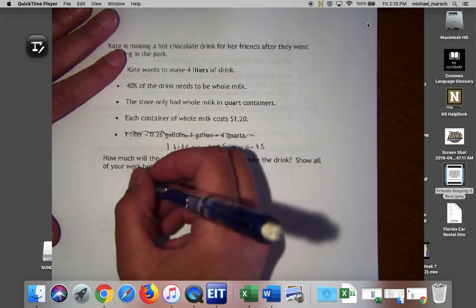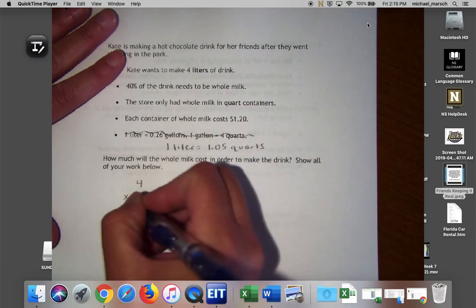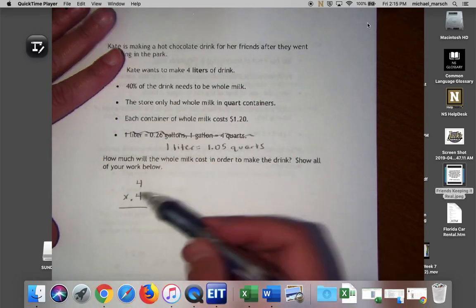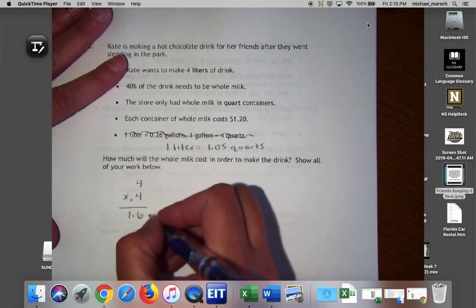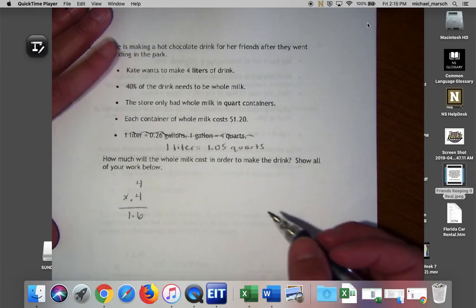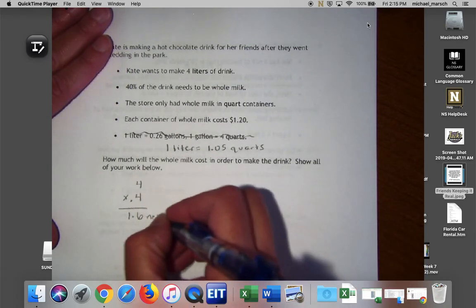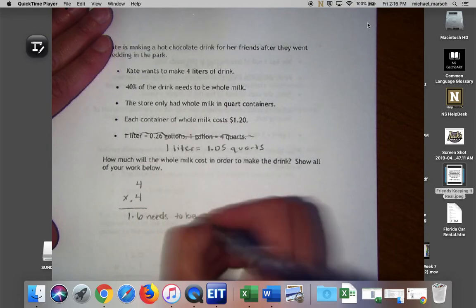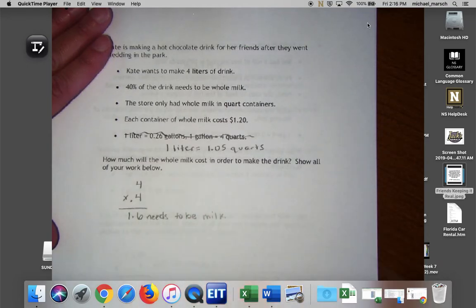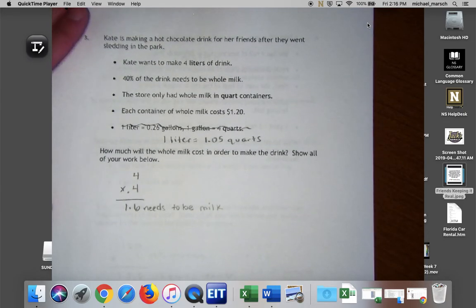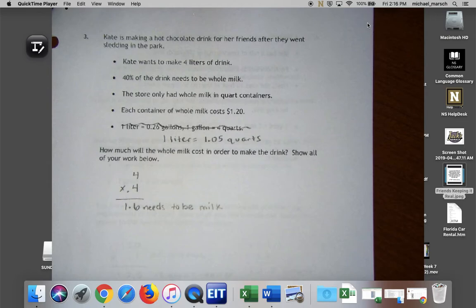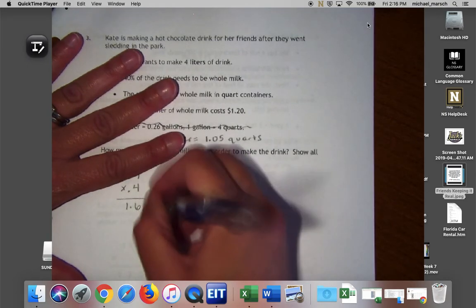So how am I going to find 40% of 4 liters? 4 times 0.4. 40%, that's what I meant. So I'm going to get 1.6. Okay, 40% needs to be whole milk. Fantastic. So we need 1.6 liters to be the milk. I should probably write in liters of whole milk.